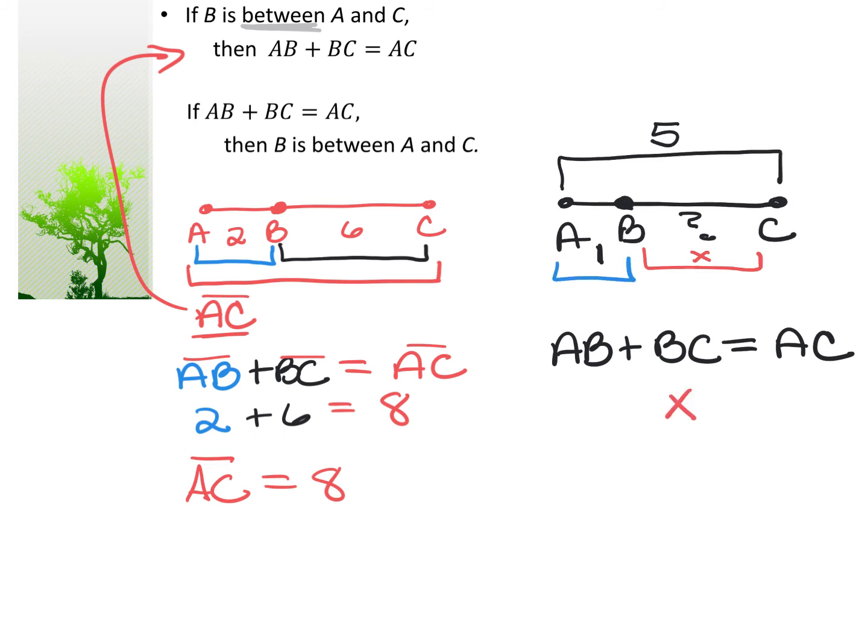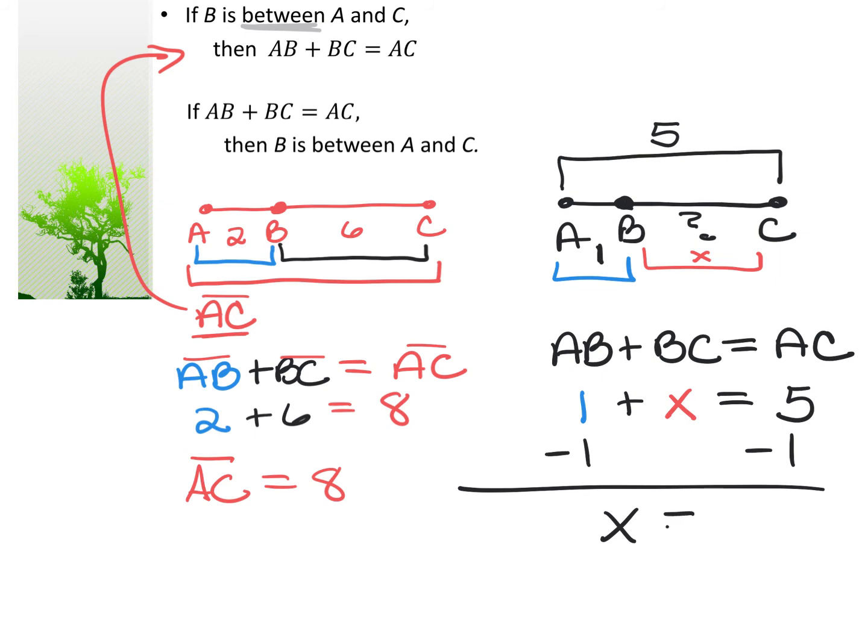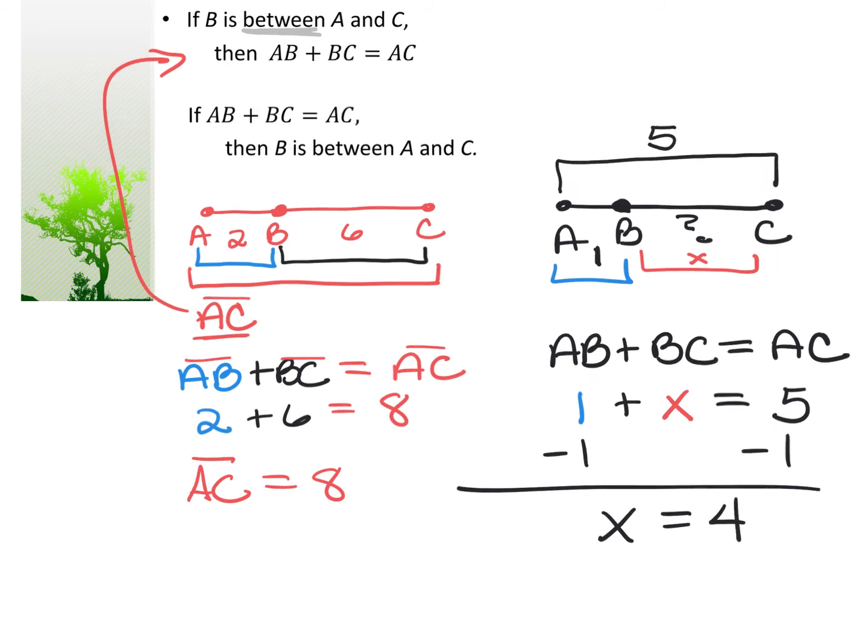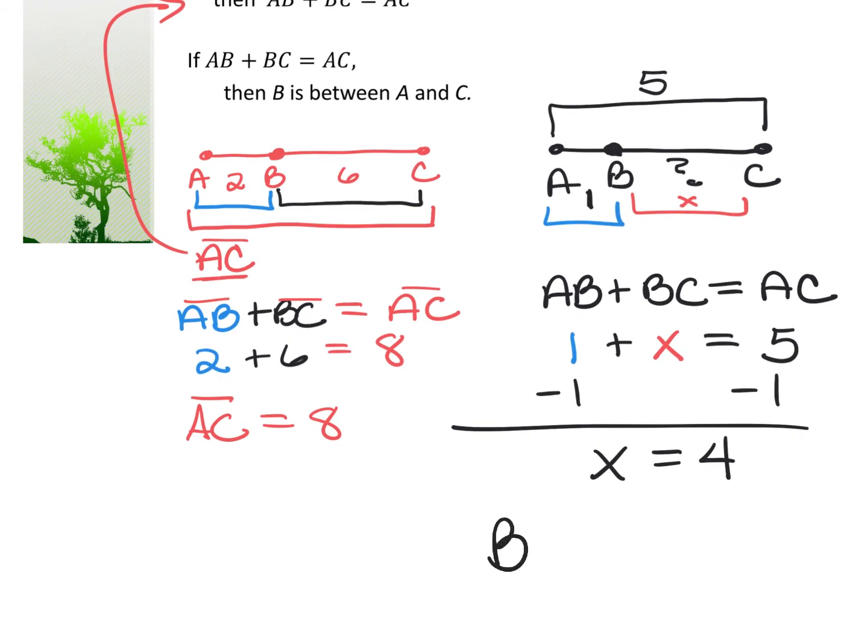AB is 1. And then I'm going to set it equal to the whole length, which is AC. And now I have to solve this algebraic equation by using my subtraction property of equality. So what I need to do is subtract 1 from both sides, and I get X equals 4. And X was the length of BC, so BC equals 4.